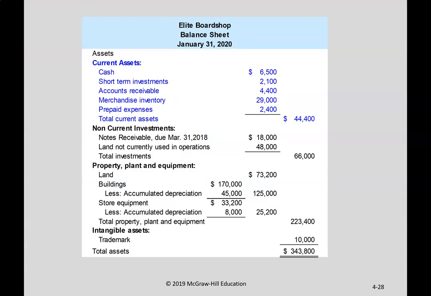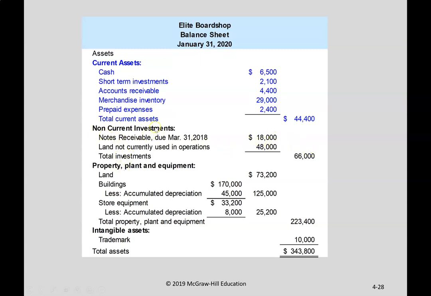So Elite Board Shop, we're looking at their balance sheet for January 31st, 2020. And now what you'll see is our assets are subdivided into current assets. So everything that can be converted into cash within 12 months. You subtotal that to get total current assets. Then we list all of our non-current assets. So this is assets that will be converted to cash longer than a 12-month period.